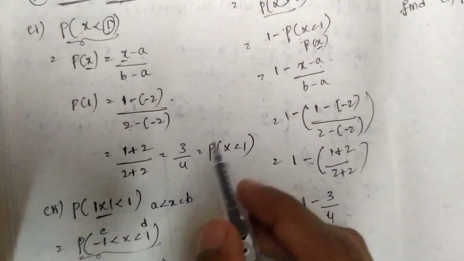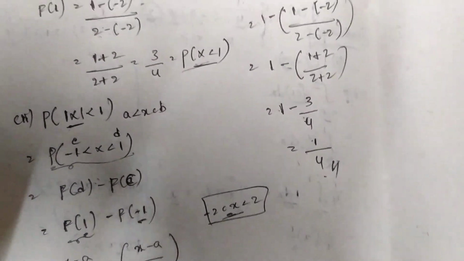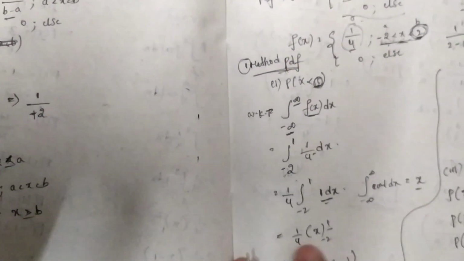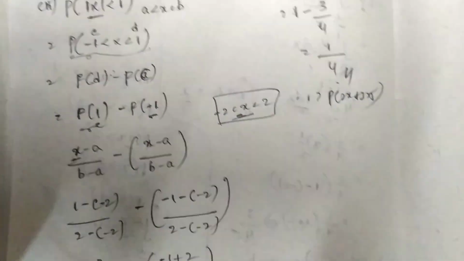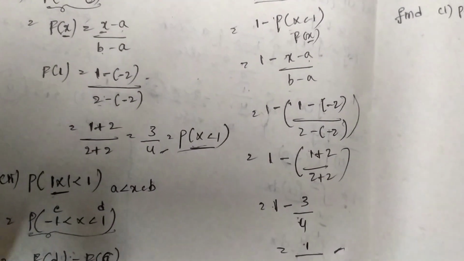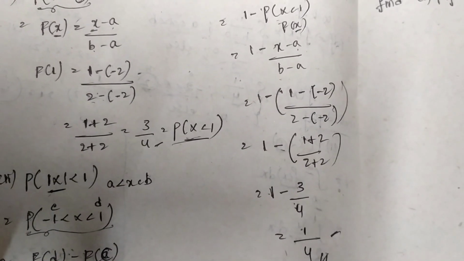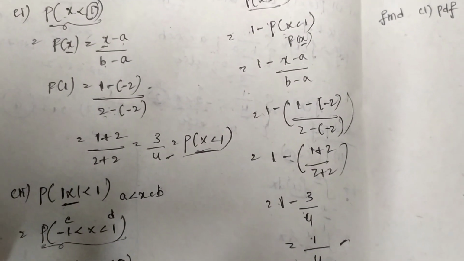So here the value of P of x less than 1, the value of P of mod x less than 1, and the value of P of 2x plus 3 greater than 5 are all the same as the values that came for the PDF method. You can see that here 3 by 4, 1 by 2 and 1 by 4. Here also in the second method we get 3 by 4, 1 by 2 and 1 by 4. For the uniform distribution function we can use any one of the methods. We get the same answers from both methods, so we can use any one of the methods from the exam point of view.